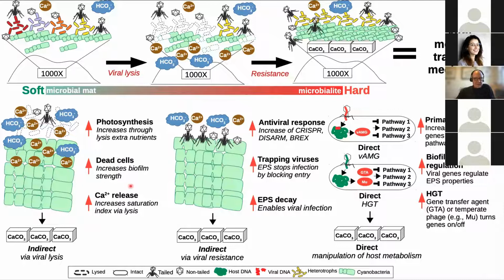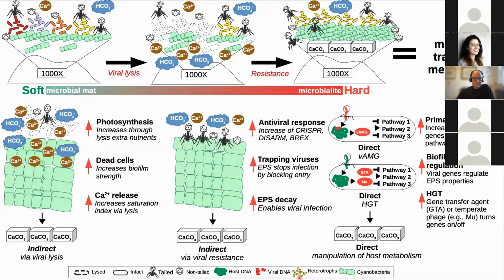Dead cells after viral infection can also help the strength of a biofilm. And so there are a lot of things. Again, it's a seminar by itself. EPS is very important because it can trap viruses. But EPS decay, so heterotrophic consumption, can actually enable viral infection because the protective EPS is gone. So it's a difficult story, but there are definitely multiple roles of viruses in the precipitation of calcium carbonate as well.